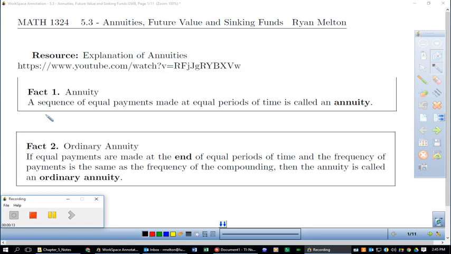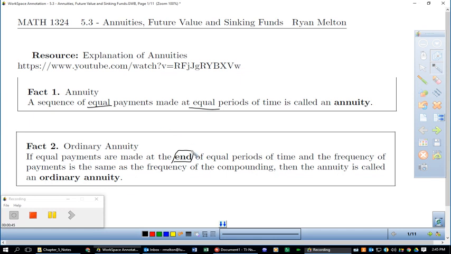So an annuity is a sequence of equal payments made at equal periods of time. Okay, so equal payments made at equal periods of time. So every month, or every year, or every quarter, something like that. That's an annuity. Now an ordinary annuity is where equal payments are made at the end, bold, underlined, box, of equal periods of time and the frequency of the payments is the same as the frequency of compounding, then the annuity is called an ordinary annuity.